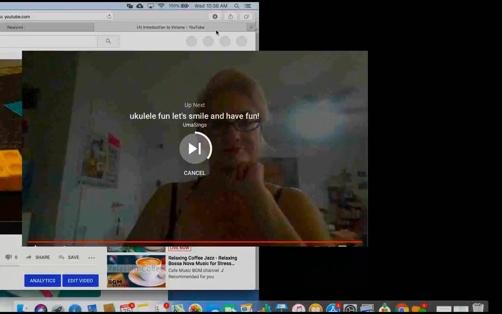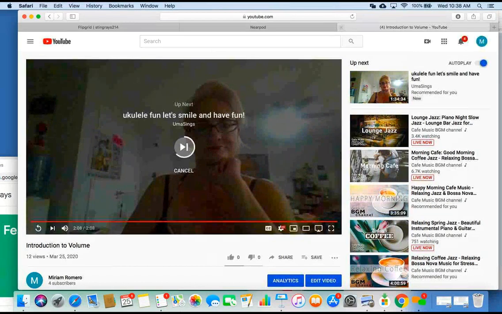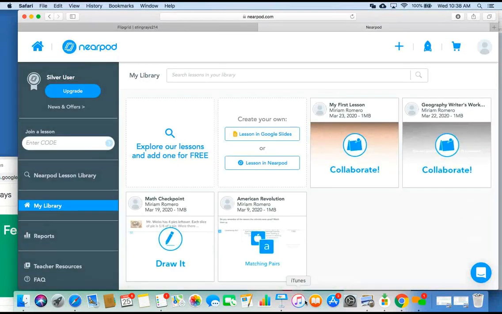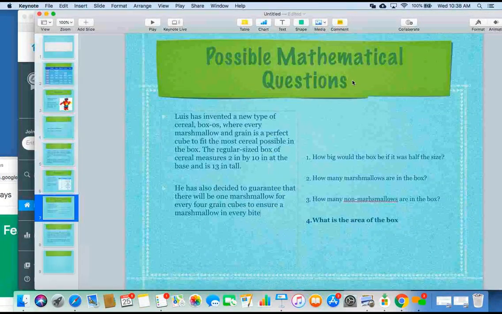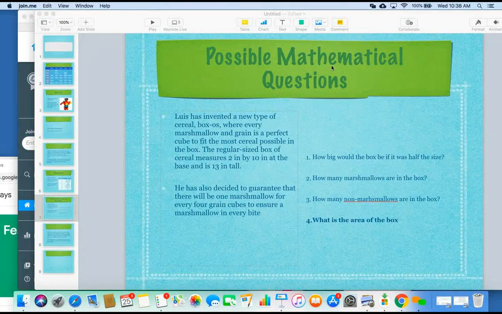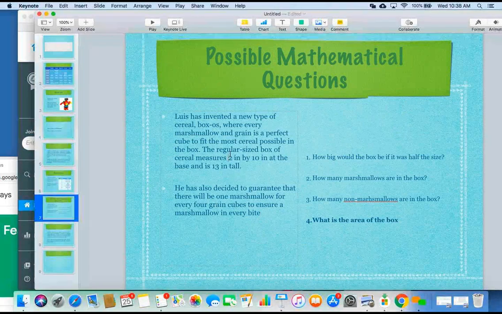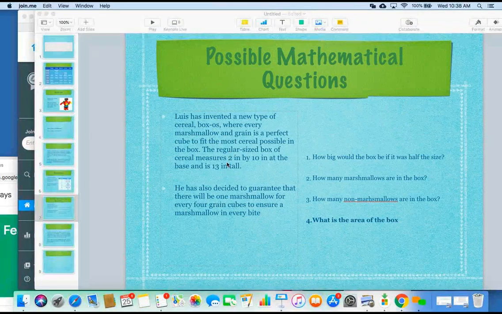All right. So that's how we would solve our problem number 4, by using our manipulatives if we need to, but multiplying the 3 different dimensions by each other. So 2 times 10 is 20, times 13 is 260.